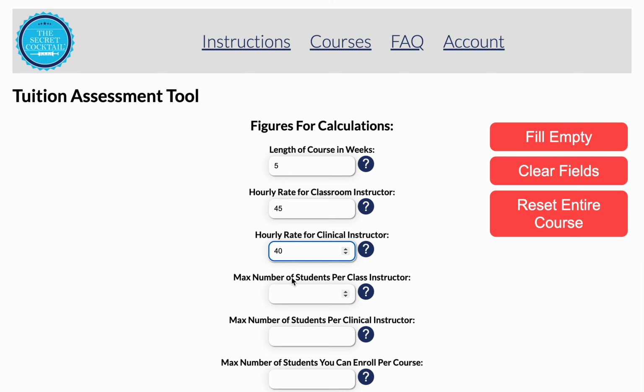Moving along. How many students can you have in your state? Remember, student to instructor ratio varies per state. In your state, I don't know if you are aware, but you can have 10.